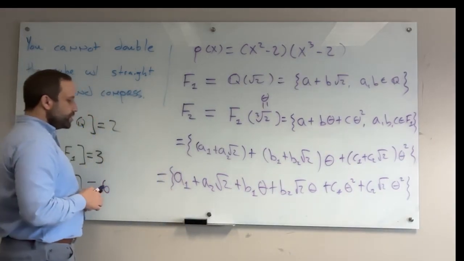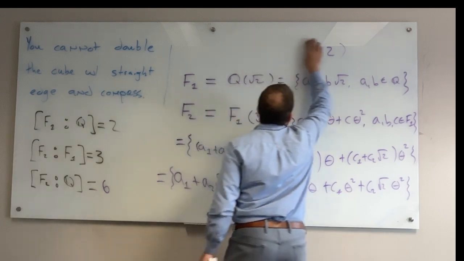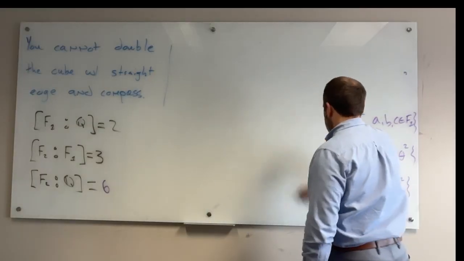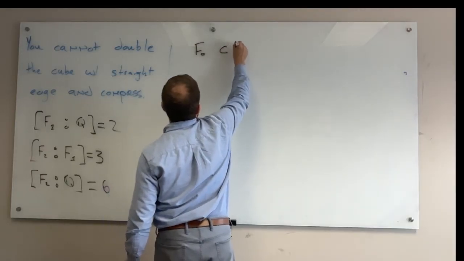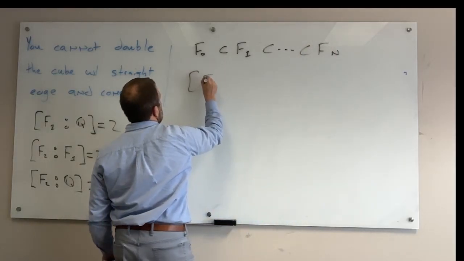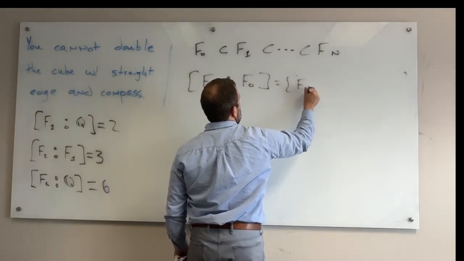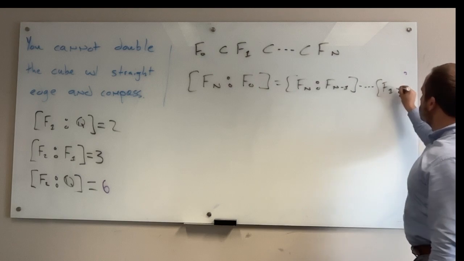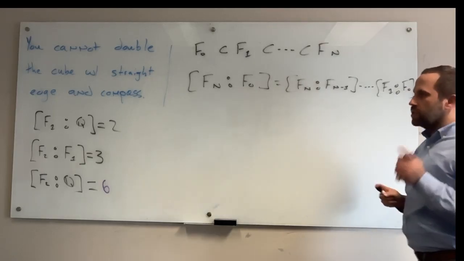Okay, so in general, as we take field extensions, let me erase this. As we take field extensions, let's say F0 is a subfield of F1 is a subfield of Fn, then the degree of Fn over F0 is a product of the degrees. So Fn over Fn minus 1 times all the way down to the degree of F1 over F0. Okay, so this is going to be important for the following reason.